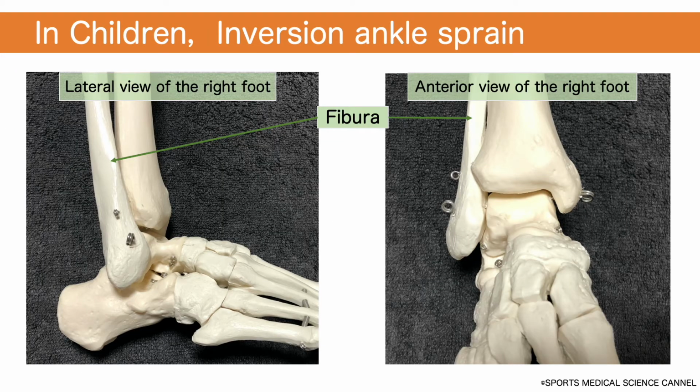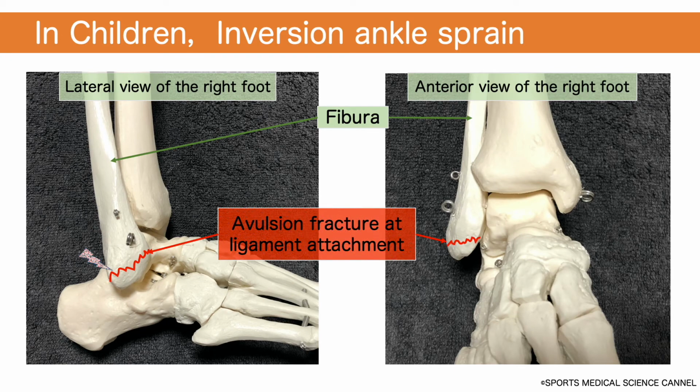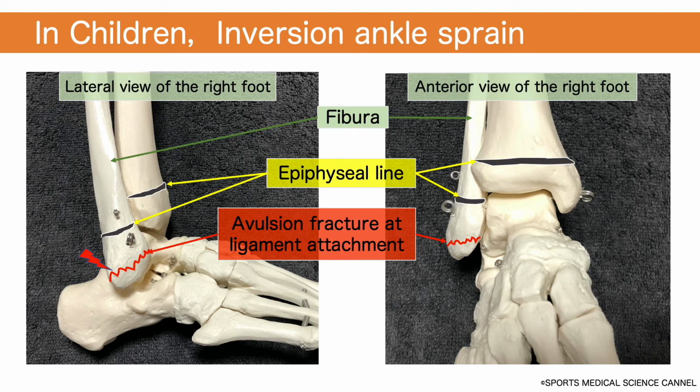In the inversion ankle sprain, the pulling force acts on both the LCL attached to the fibula and the bone at the attachment, but in adults, the ligaments are weaker than the bones, causing LCL tears. However, in children with immature and weak bones, avulsion fractures occur at the ligament attachment. In addition, there is a growing cartilage plate called the epiphyseal line at the tip of the bone in children.